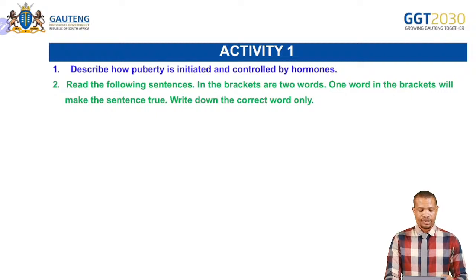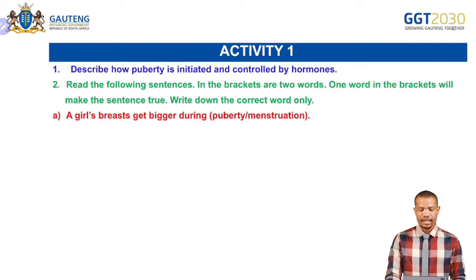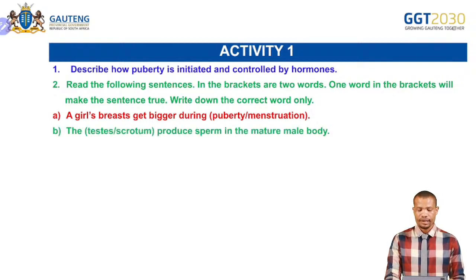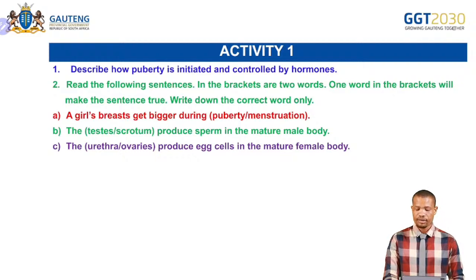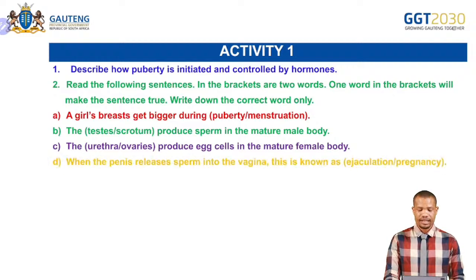A, a girl's breasts get bigger during puberty or menstruation. B, the testes or scrotum produce sperms in the mature male body. C, the urethra or ovaries produce egg cells in the mature female body. D, when the penis releases sperm into the vagina, this is known as ejaculation or pregnancy. And E, a condom or STD is a form of contraception.